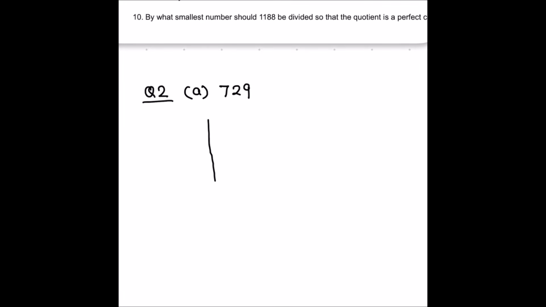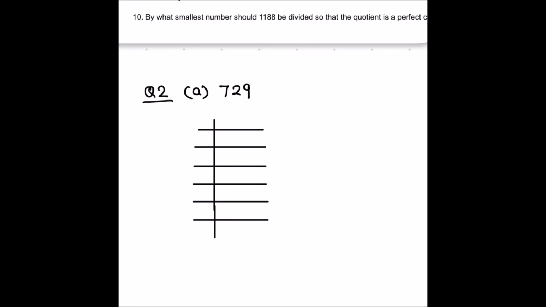So for finding the cube root, we are going to use the prime factorization method and will divide the number using prime numbers until the number is fully divided. So first we'll divide 729. We'll write it like so, and we'll start dividing. 729 is an odd number and it is divisible by first odd prime number 3.